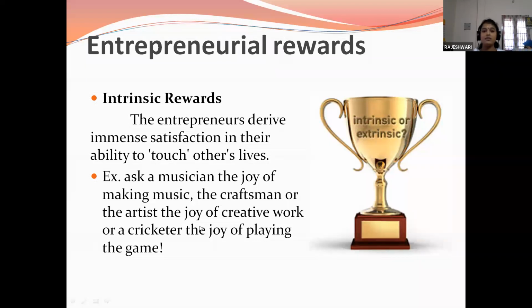If a craftsman does his own creation, or an artist creates a creative work, it gives joy, enjoyment and self-happiness. So that is the intrinsic reward. Or a cricketer, the joy of playing the game.